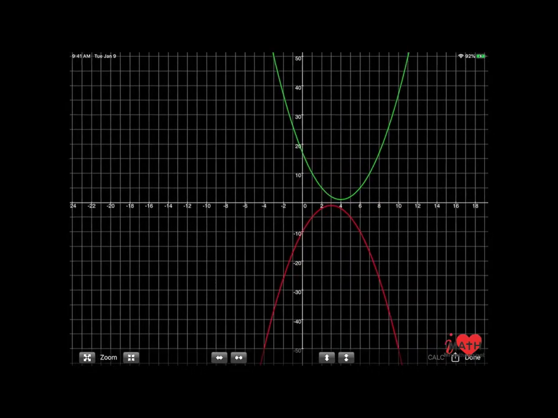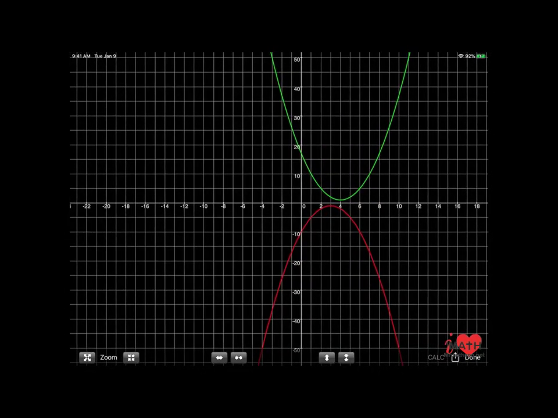Okay, so here's our graphs. You notice that there's no intersection, so there is no solution for this quadratic system.